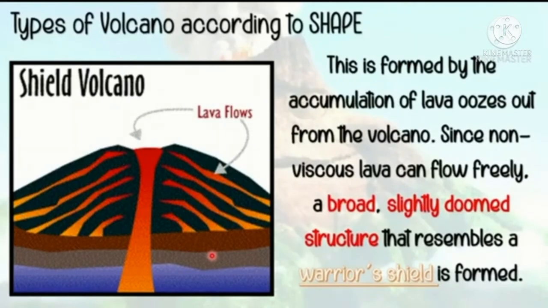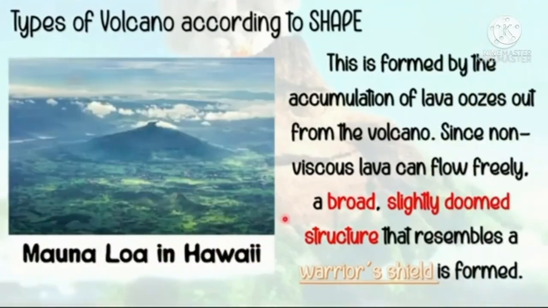Since non-viscous lava can flow freely, a broad, slightly domed structure that resembles a warrior's shield is formed. That is why it is called a shield volcano, because it looks like a warrior's shield. Example is Mauna Loa in Hawaii.